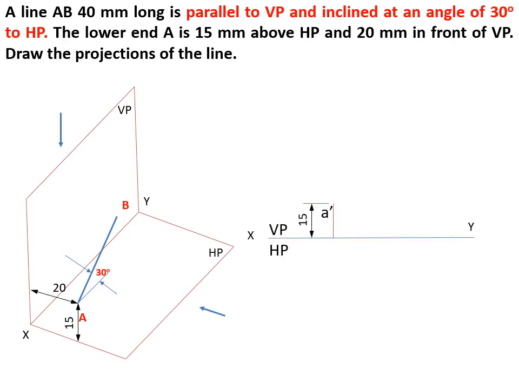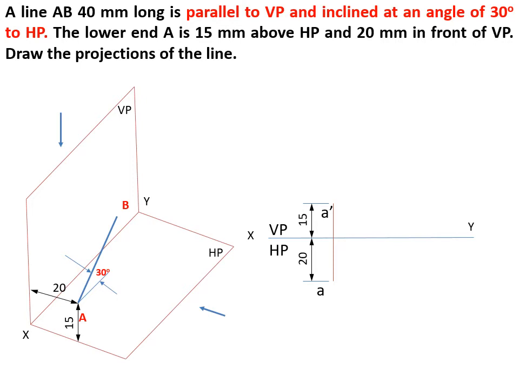Proceed with the inclined view. Before that, this lower end is clearly given. A dash is 15 mm above HP and A is 20 mm in front of VP. So simply you can draw the projector. Draw the projector for 15 mm above HP and 20 mm in front of VP for the top view, below XY.